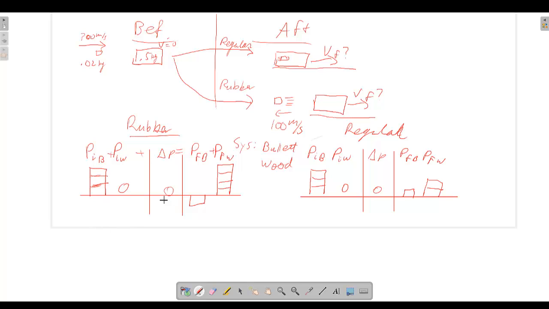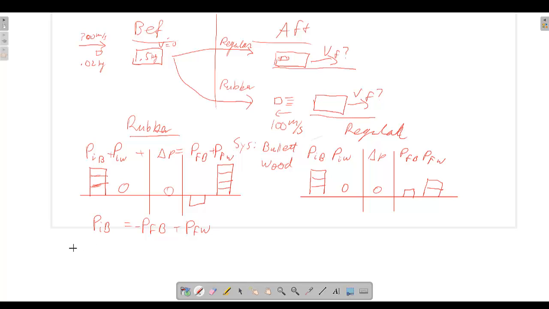So let's do the rubber bullet first, all the way through, and then we'll do the regular one all the way through. So we have P initial for the bullet plus 0, so we can ignore that, is equal to the P final for the bullet plus the P final for the wood. Notice I made this positive, not negative. We can do that. Just be careful that you don't double negative when you start putting in the velocity. If we make this negative, then we're just going to put in the speed, basically. We're going to put in 100 meters per second, and that will account for the fact that it's in the opposite direction.